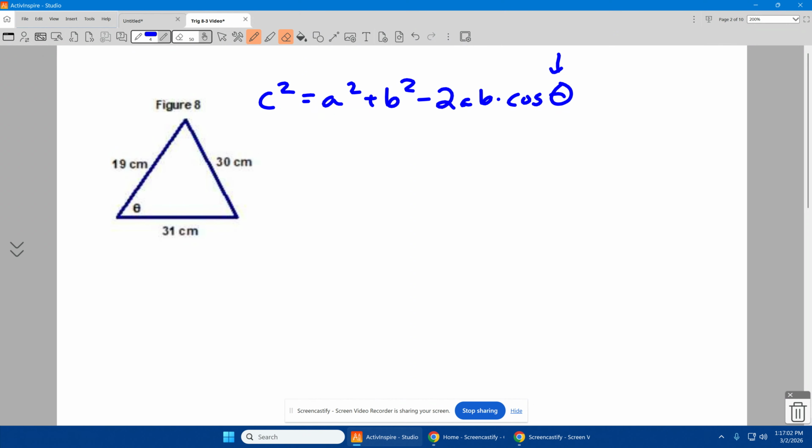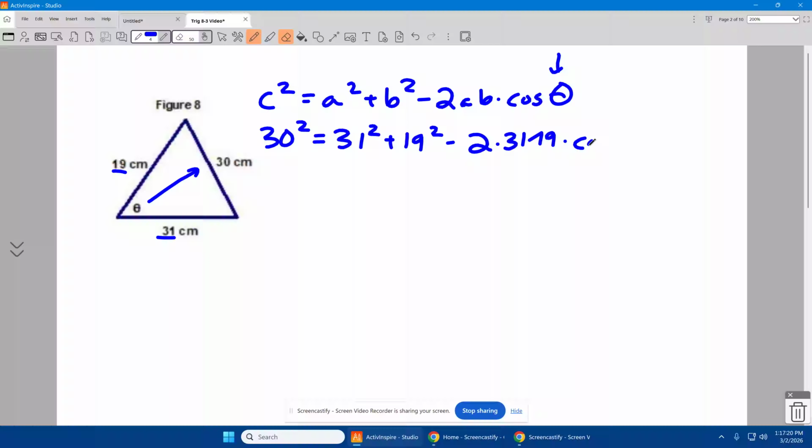So when we do this, c squared, c is always the piece across from the angle. So that's the 30. So this is 30 squared. A and B are interchangeable between these two. So we'll just say 31 squared. B will then be the 19. Minus 2 times 31 times 19 times cosine of whatever the angle is.